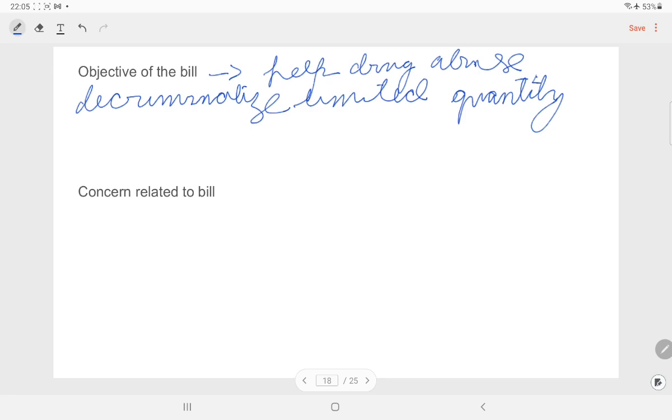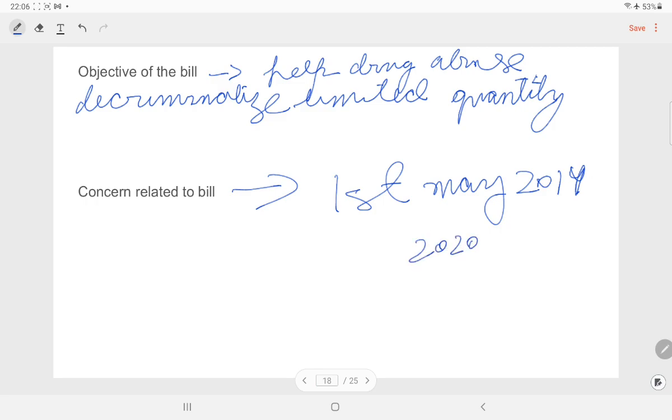So what are the concerns related to this bill? The concern is that this is retrospective from 1st May 2014. Retrospective means, suppose even if you are caught in 2020, and this bill came in 2020 perhaps.